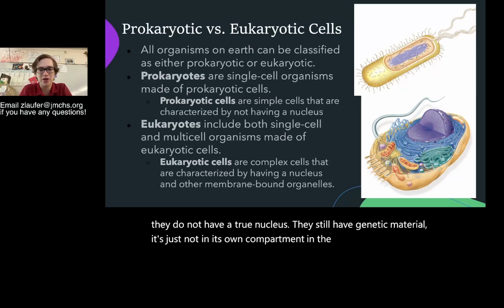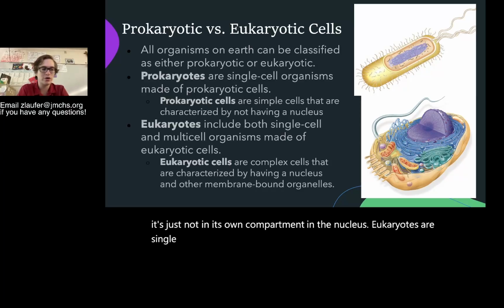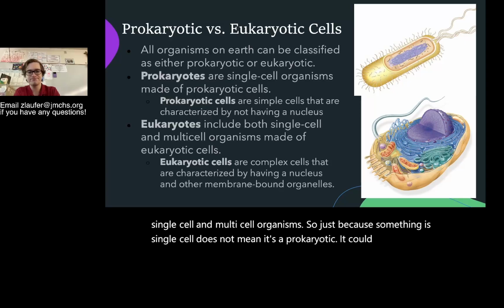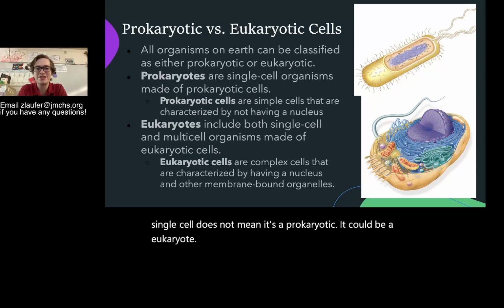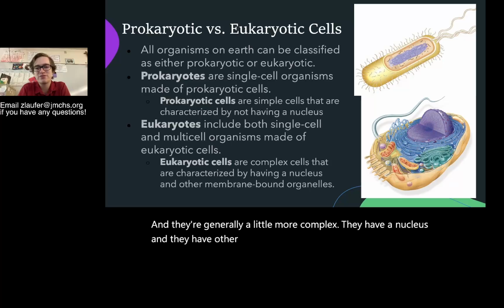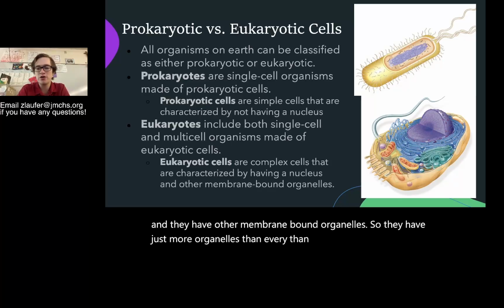Eukaryotes are single cell and multi-cell organisms. So just because something is single cell does not mean it's a prokaryote. It could be a eukaryote. And they're generally a little more complex. They have a nucleus and they have other membrane-bound organelles, so they have just more organelles than any prokaryote.